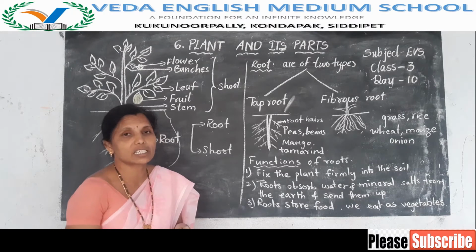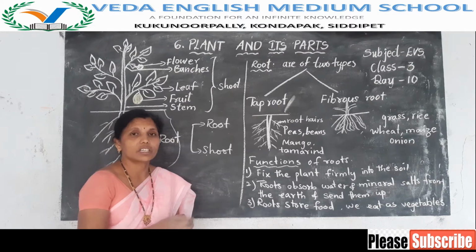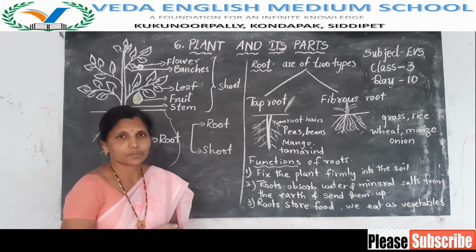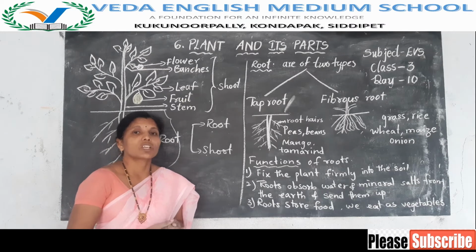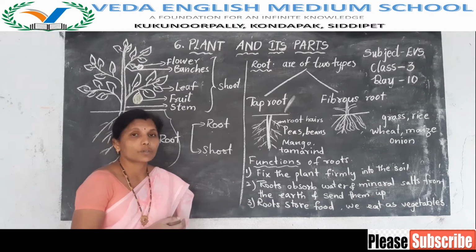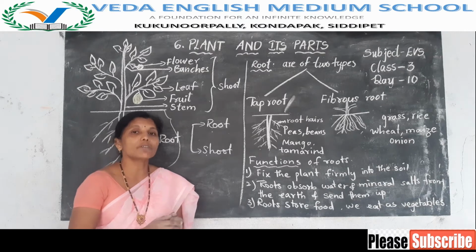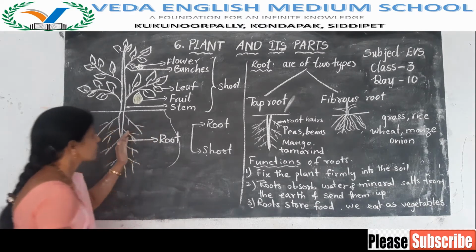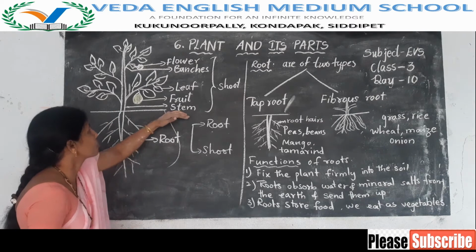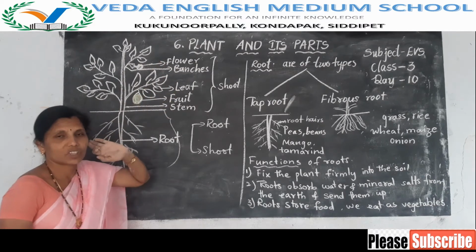Some plants grow in a desert, some on mountains, some on the ground, on plains, and some plants grow in water. Yes children, wherever they grow, all the plants have the same parts. See here, the picture of a plant: root, stem, fruit, leaf, branches, flowers.